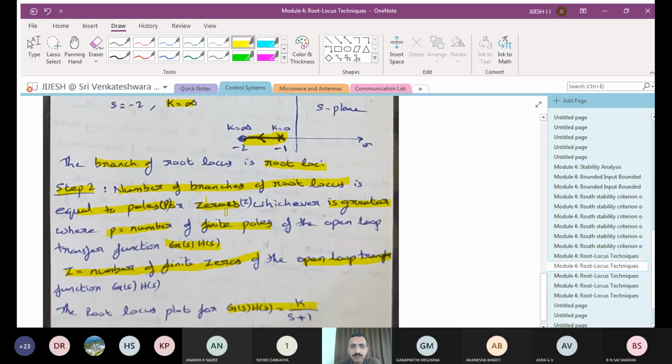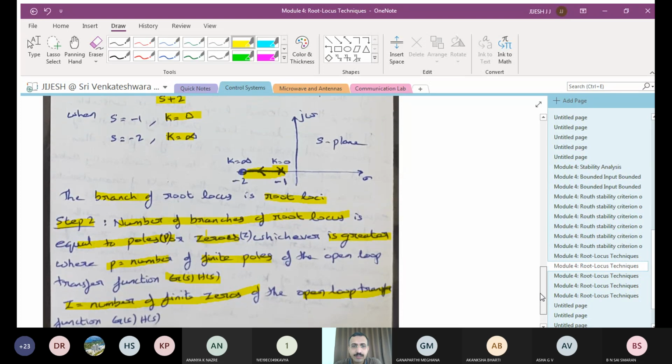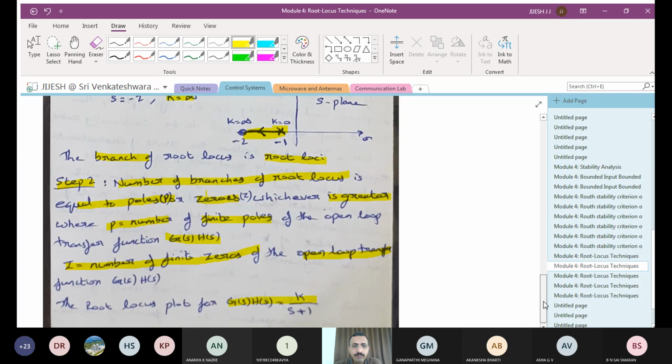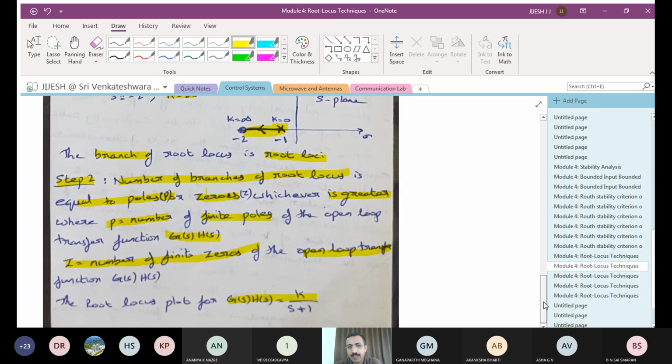You can make a note of step 2. Anyhow, you have completed step 1 in the previous class itself. You can make a note of step 2, that this figure, everything you have discussed in the previous class. We will be discussing one step at a time, and when some problem comes for you to solve, we are going to use each step in a systematic way, one after the other.